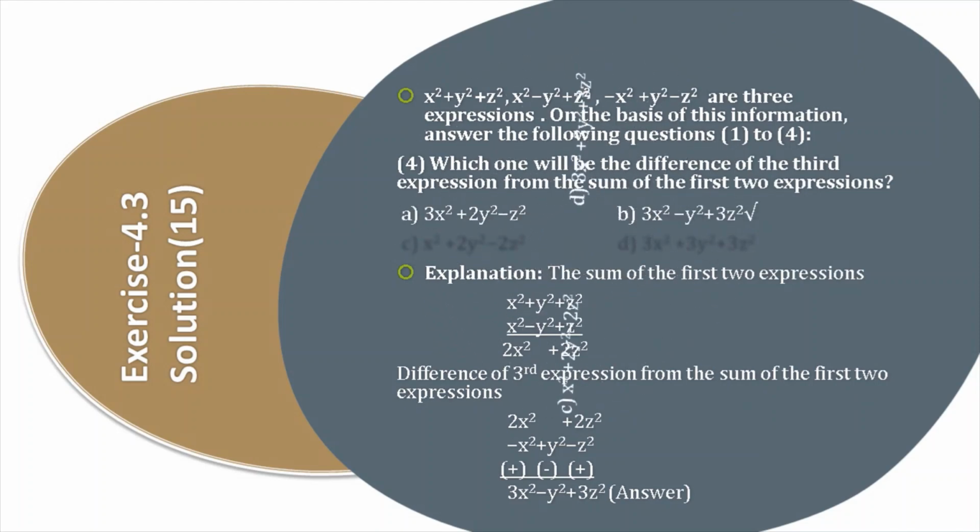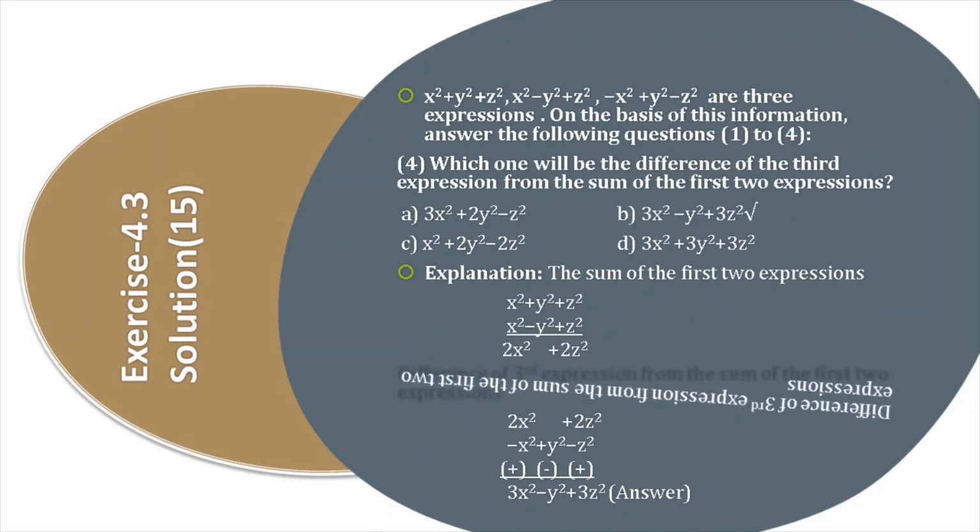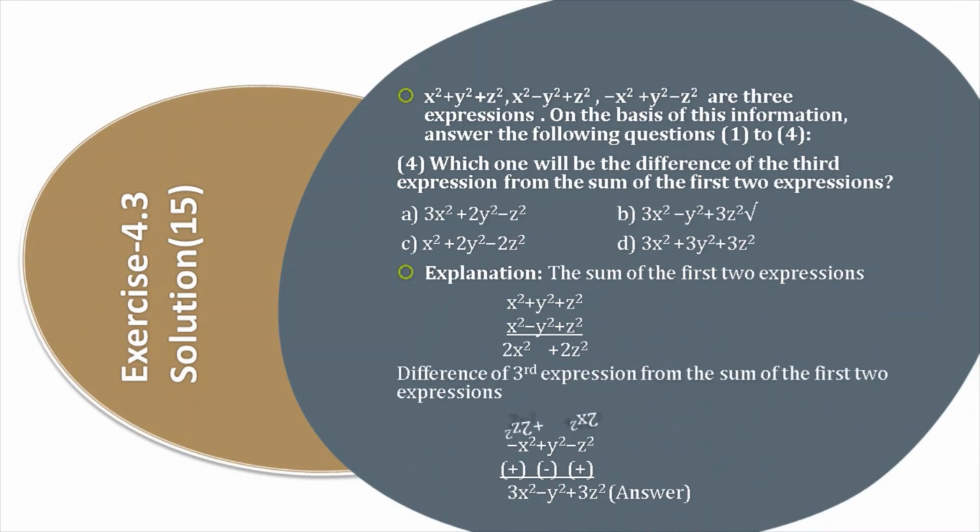That is the explanation, my dear. If we add the first two expressions, we get 2x square plus 2z square, and the difference of the third expression from the sum of the first two expressions is, if we arrange them with the similar terms one by one, then we get 3x square minus y square plus 3z square.